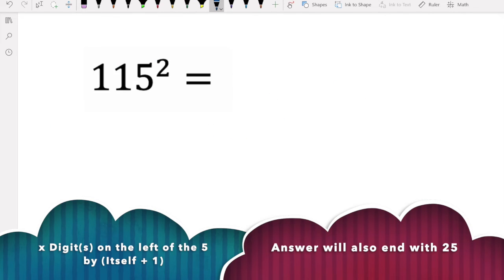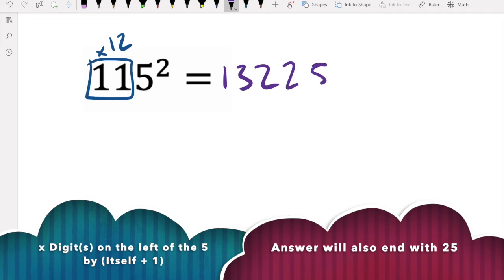We have a 3-digit number. Doesn't matter. You take these two digits, everything that's not the 5, you add 1, you multiply them together. 11 times 12 is 132, then the number always ends in 25. So again, extremely rapidly, 13,225.